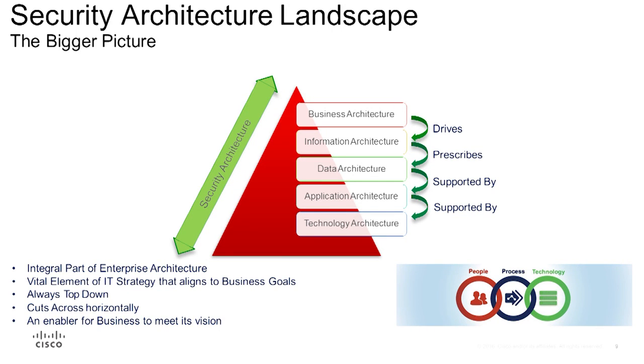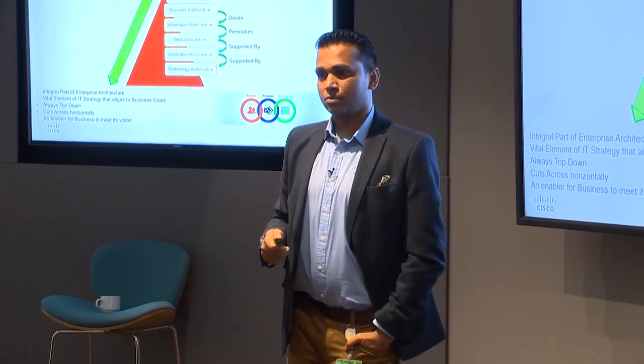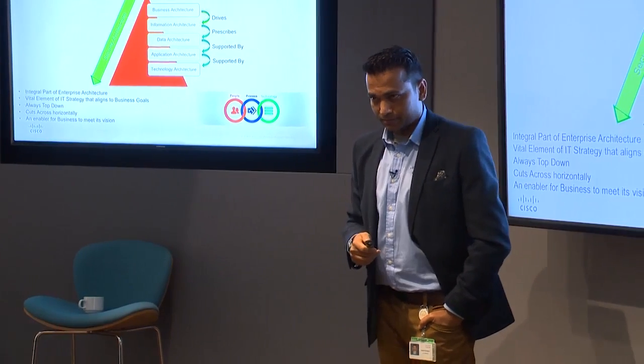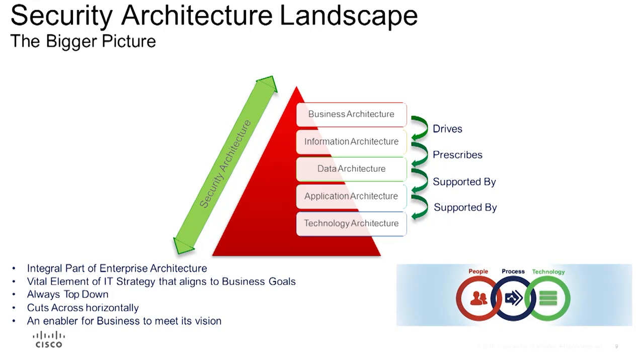But we tend to ignore these things on the top. Top-down view is paramount. It is important when you think of security, because of all the reasons there, it is a vital part of the enterprise architecture. So if you have an EA function in the organization, make sure security is embedded into it.